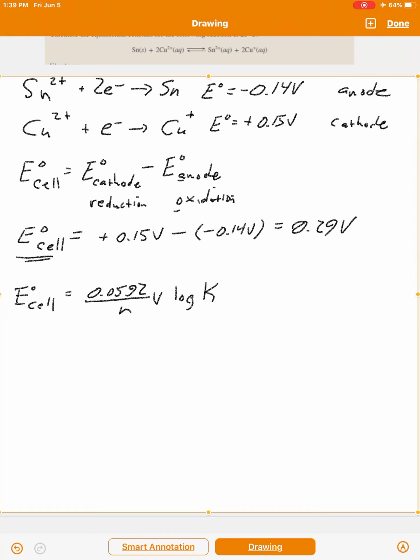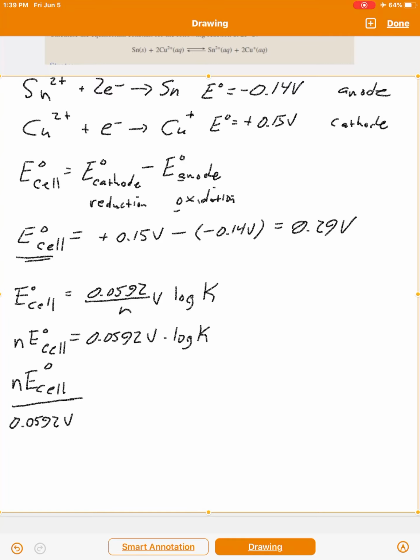So let's rearrange this equation algebraically to figure out what K is. We multiply both sides by n. So n times E cell equals 0.0592 times the log of K. Now we're trying to find K, so we're going to divide both sides by 0.0592. So we have n times E cell over 0.0592. Now E cell is in volts also, right? So those units are going to cancel. That would be equal to log K. So let's first find log K, and then we'll figure out what K is from that.